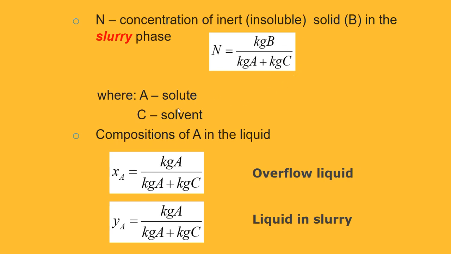A is the solute, C is the solvent. Now I said we will look into the XA and the YA. Now, XA is kilograms A per kilogram A plus kilogram C.